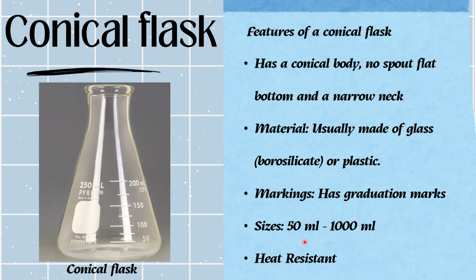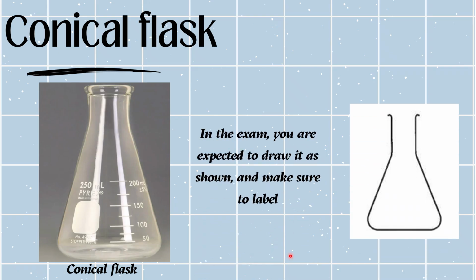The size of the conical flask varies between 50 ml to 1000 ml depending upon the need in the laboratory. Now the next is, since it is also made up of borosilicate glass, it is also heat resistant. And here's how you're supposed to draw it in the exam. Make sure to label the diagram exactly below.